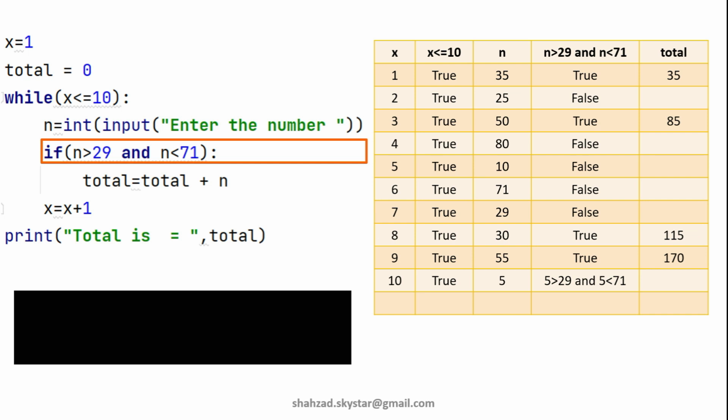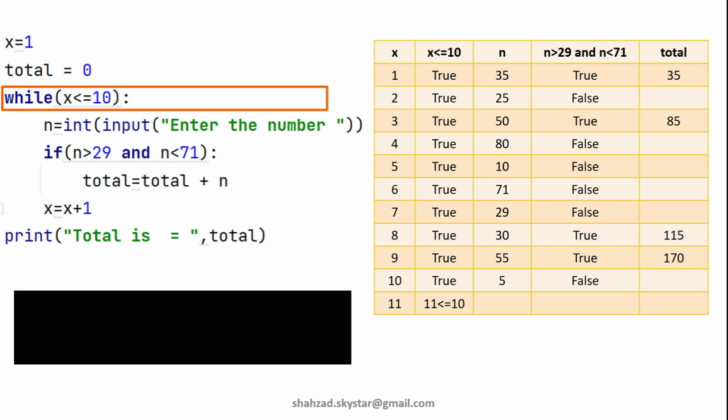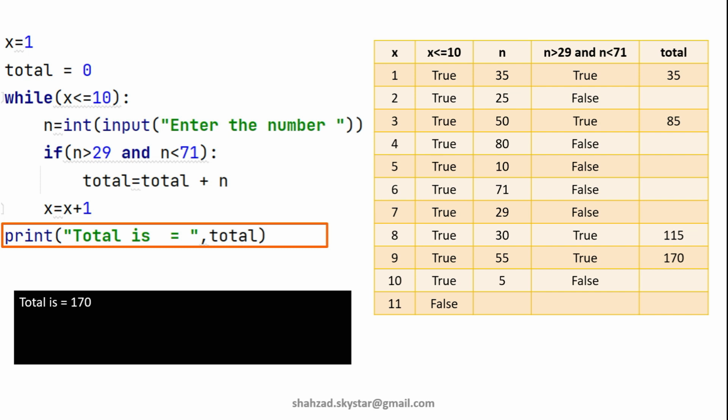5 is greater than 29 and 5 is less than 71. That is false. In case of false, total statement will be skipped, and next control will be transferred to x equal to x plus 1. Now value of x will become 11. 11 is less than or equal to 10. This condition will be false, and control will skip from the while loop and will move to the last statement, that is print total. It will display the value of total. The value of total is 170. This is the dry run of this program.